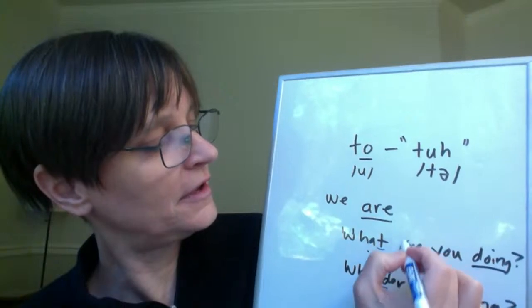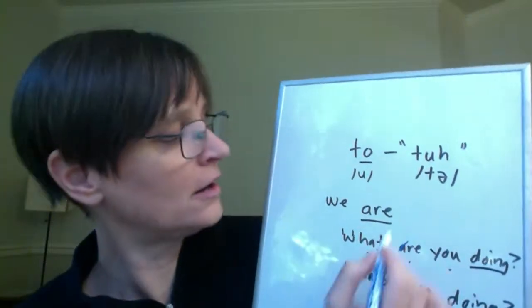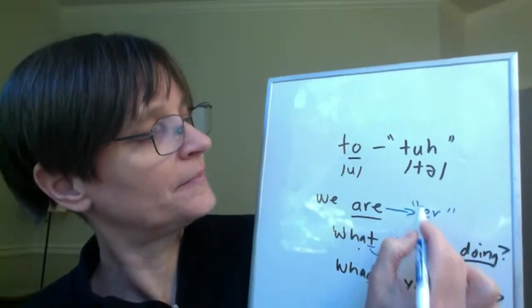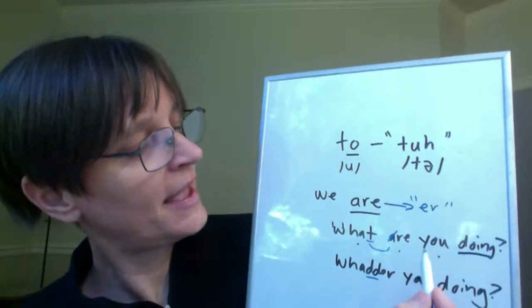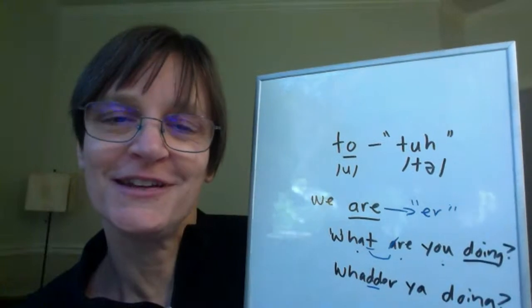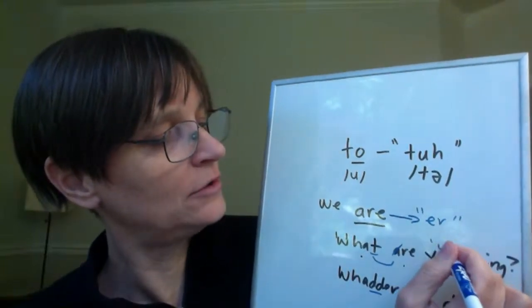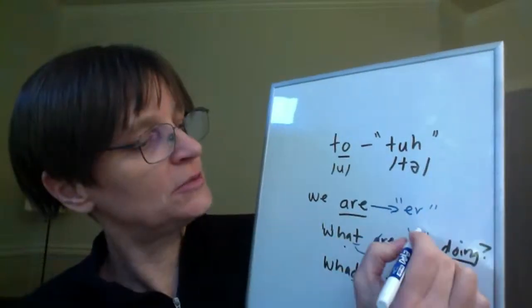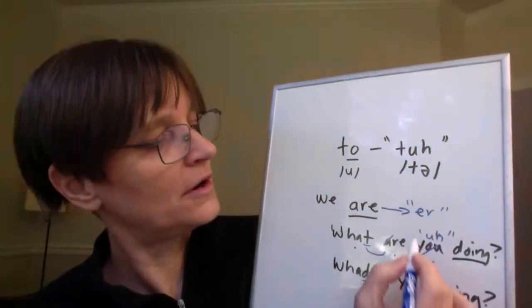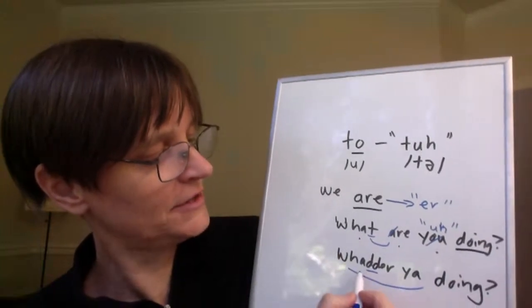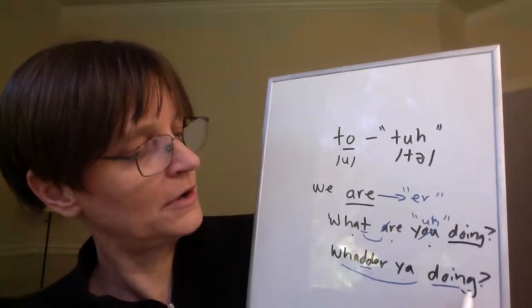So the word are gets reduced and it just sounds more like what are you doing? Similarly, another word that tends to get reduced is the word you. Rather than having that clear vowel oo, it's going to turn into more of an uh. What are you doing? All three of these are fast. What are you doing?